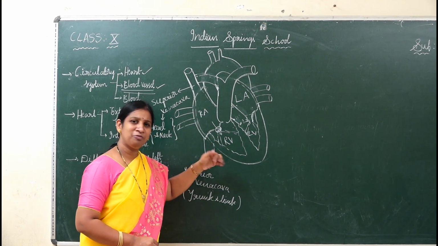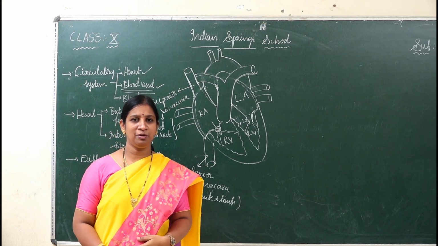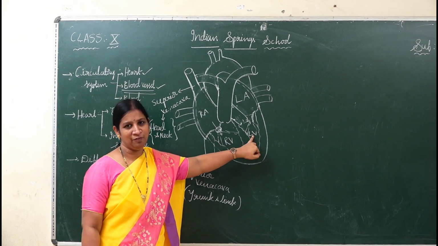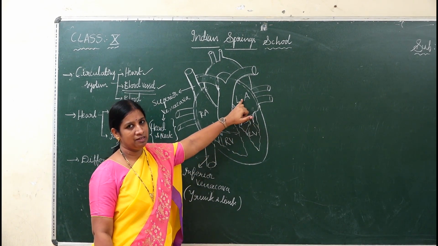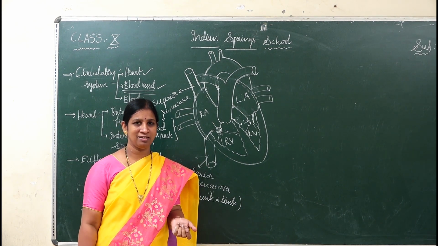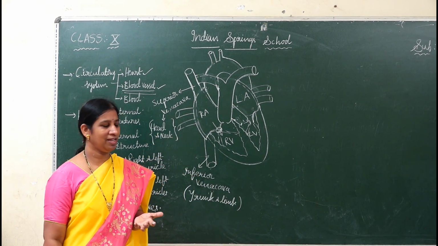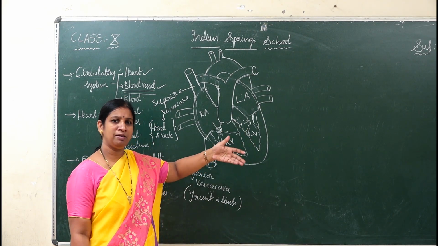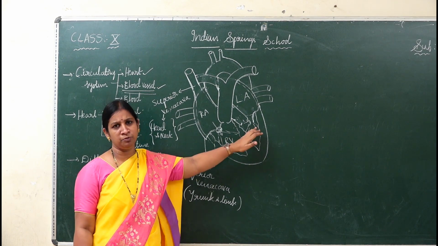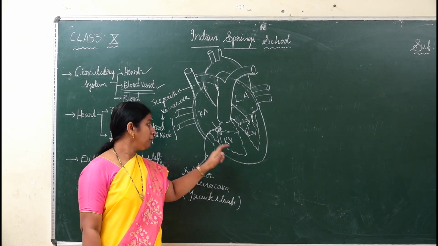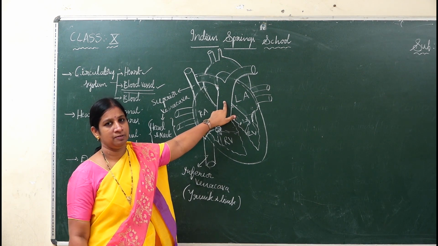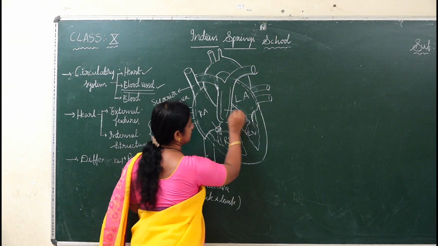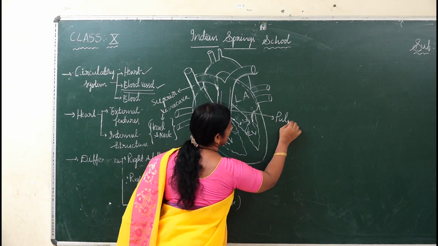Can you guess now where it goes from the right ventricle? Majority of children say that from the right ventricle it goes to the left ventricle and then the left auricle. Is it correct? No, it won't go like that, because in between the right ventricle and left ventricle there is a septum, so there is no possibility to move like that. It moves into a blood vessel. This blood vessel, the second blood vessel we are discussing here, is called the pulmonary artery.